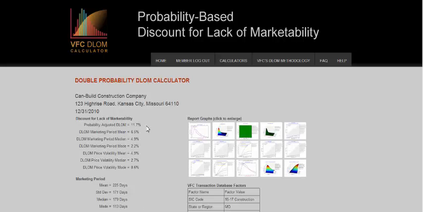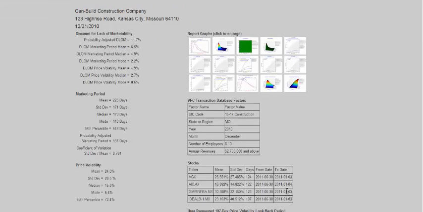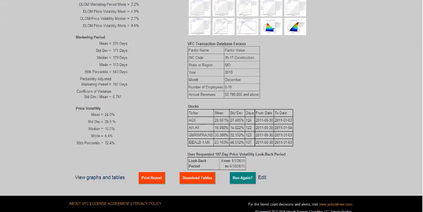Now we find that the probability adjusted DLOM is 11.7%, indicating that price volatility of the guideline group continued to be low during the 6 months after the valuation date. Appropriate application of the Book of Wisdom concept requires professional judgment. We also note that the price volatility of AGX has fallen in line with its competitors. Perhaps the 4 companies constitute a good guideline group after all.